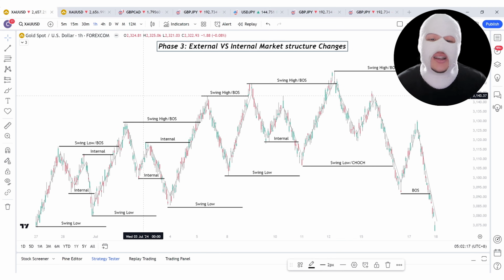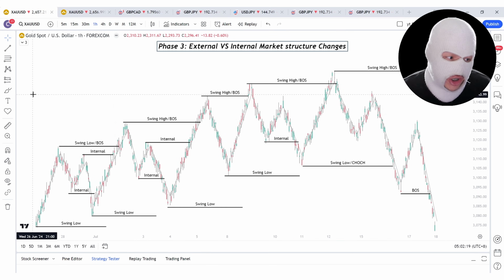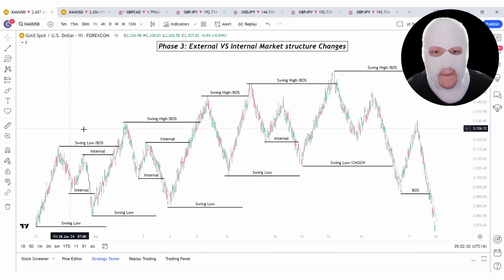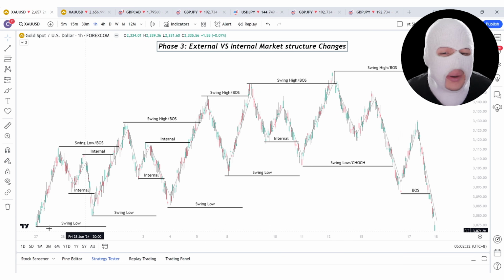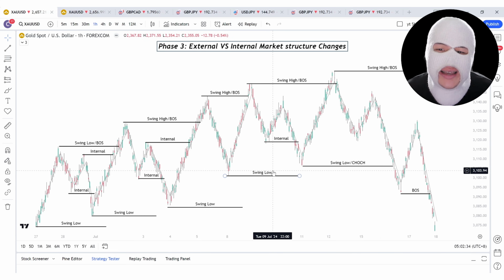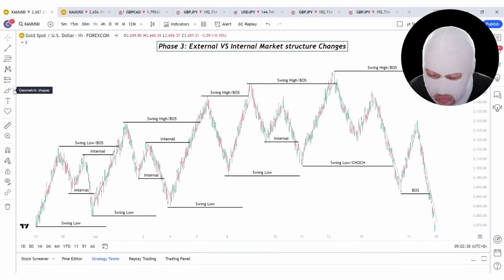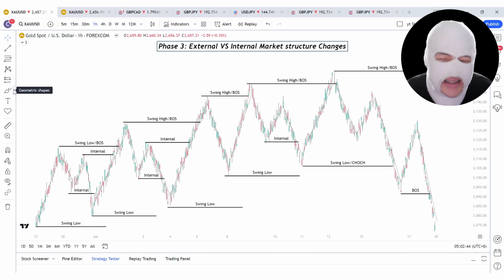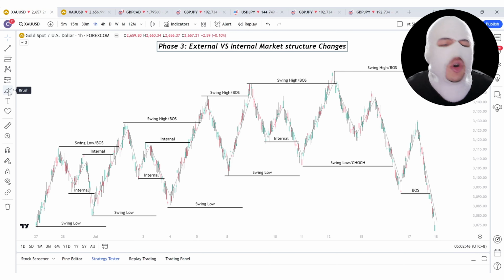Phase 3: external versus internal market structure changes. Now, in reality, market structure isn't going to be as clean as the examples I've shown you earlier on. It's going to look something more like this. But that's the good part, because once you master this section of the video, you'll essentially be in the top 5% of traders that truly understand what market structure means in the real market. Not some weirdo that can only recite technical analysis from a book and copy and paste.